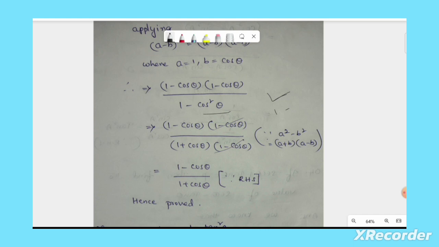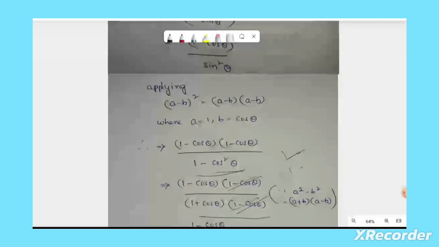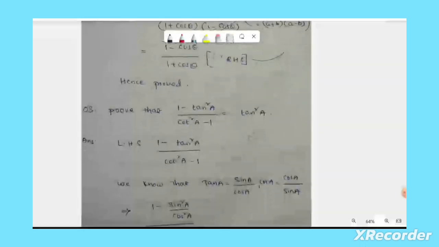So in that case, we get (1 plus cos theta) into (1 minus cos theta). And here the 1 minus cos theta and 1 minus cos theta, these two are equal, so I can cancel those two, and the remaining part we have is 1 minus cos theta and 1 plus cos theta, which is the right hand side. So it is proved. Okay, hope this is also clear. And next, the third question.